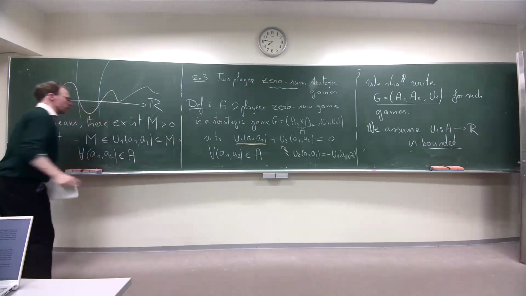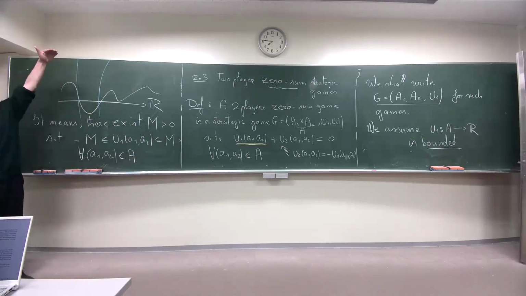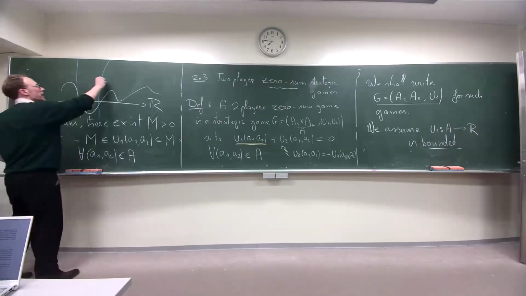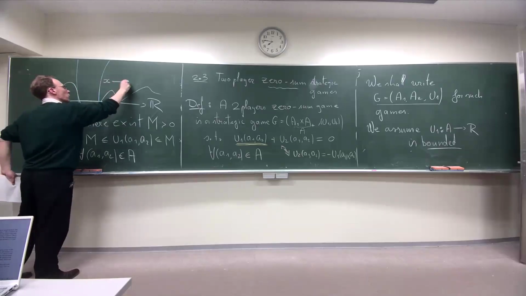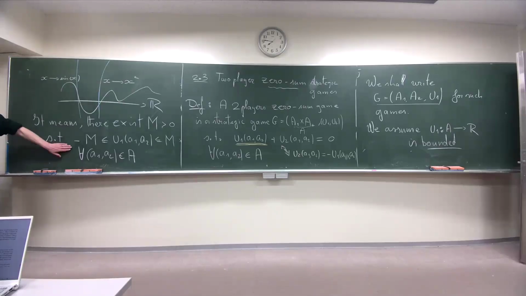This is a bounded function. It's between a lower value and an upper value. That's quite natural. For example, the function x goes to x squared, you probably know that it's not bounded, while the function x goes to sine of x, the sine function, you probably know that it's bounded. Okay. So this is the notion of a bounded function.